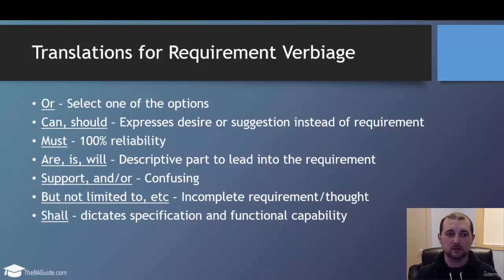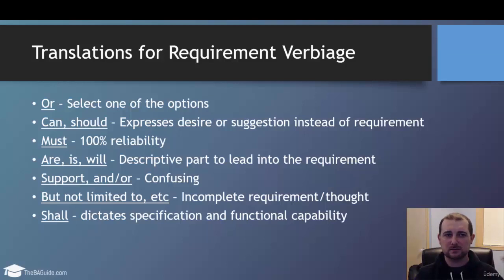You're saying it must. Are, is, will: it's a descriptive part that you're going to utilize in the beginning of your requirements, and that'll lead into it. Support and or, those are both confusing terms.